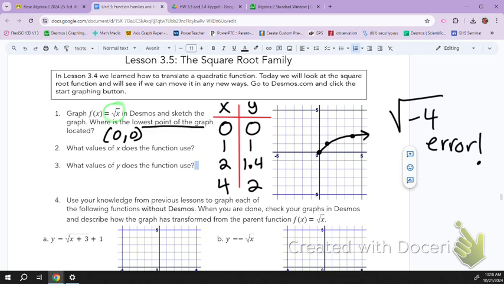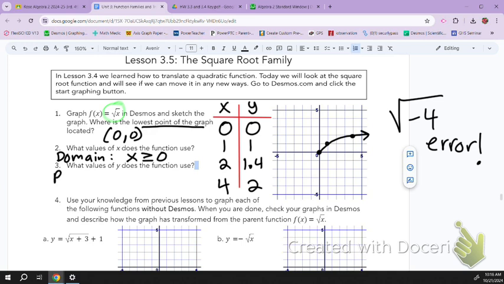Okay, so what values of x does the function use? This is describing domain. What would you say for the domain? Positive infinite numbers? Yeah, so x has to be greater than or equal to 0. I have to use all the positives. So I'm going to say x is greater than or equal to 0.